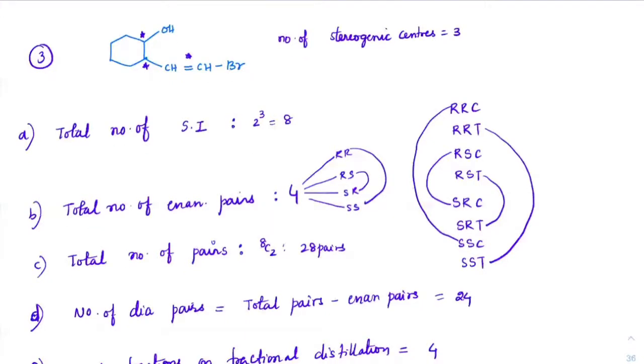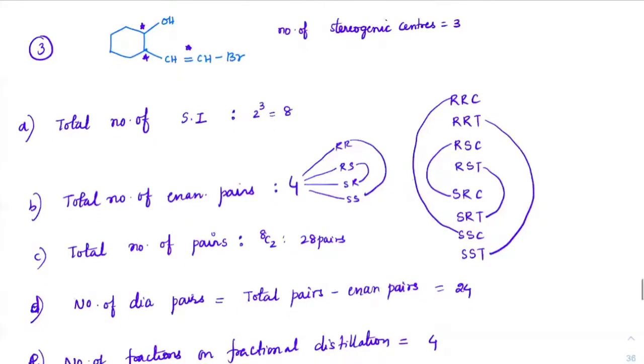Sir, can't we expect the same boiling point for any two of those 4 fractions, for the enantiomeric pairs? They will be the same. This and this will have the same boiling point. These two will have the same boiling point. These two will have the same boiling point. Got it? That's why they will get separated together. This will come together, this will come together. Like that, I'll get 4 different fractions.